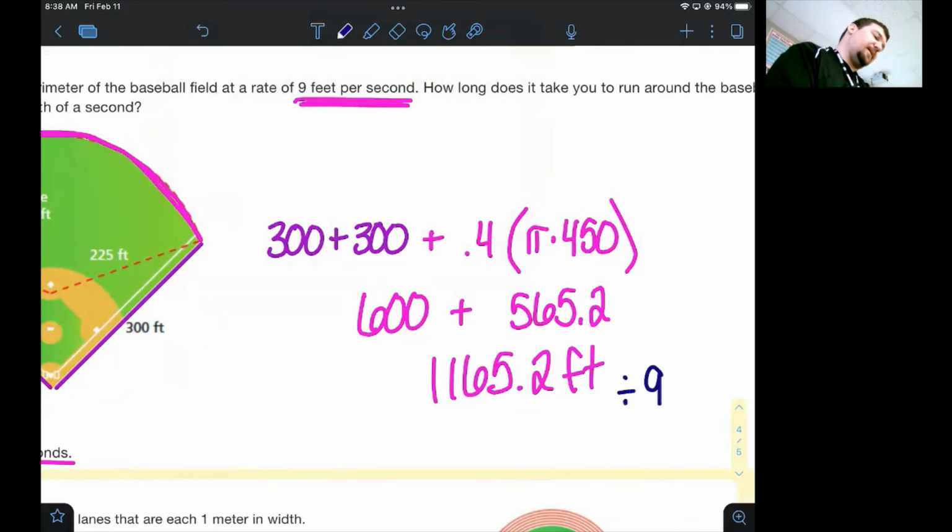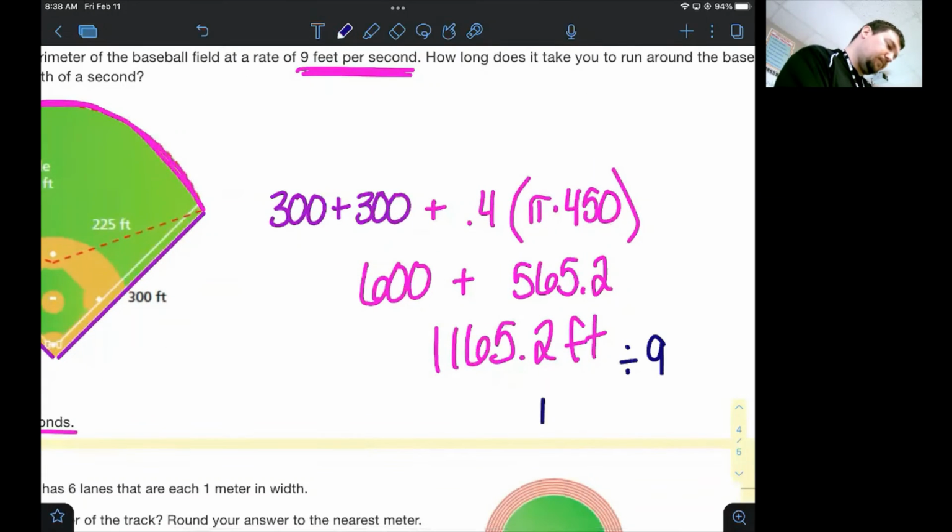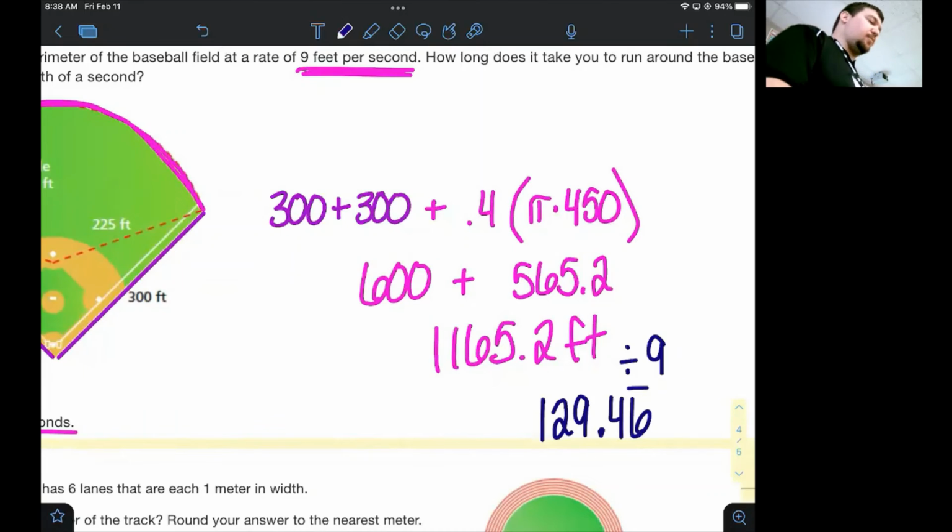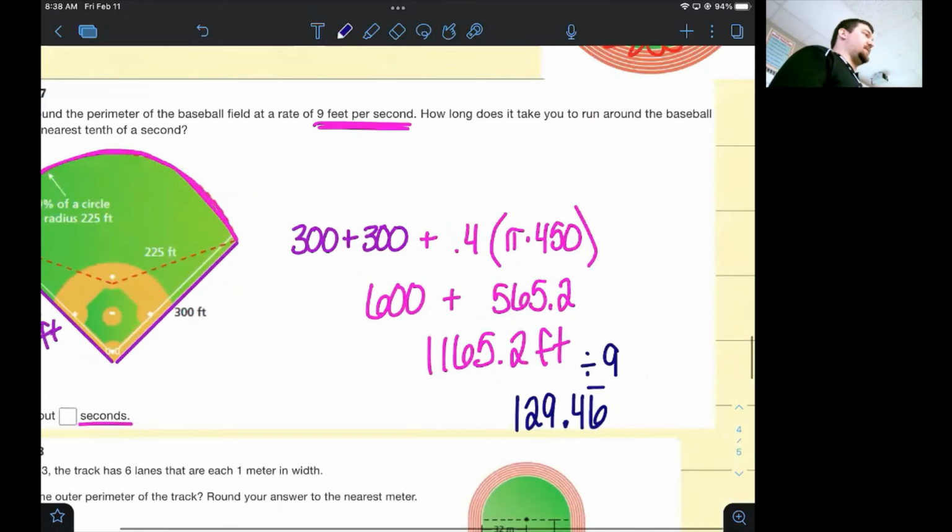Give me 2 decimal places. 6 goes on forever. Okay. Now it said round your answer to the nearest 1/10 of a second. So the reason I had her give me 2 decimal places is I have to peek at that next digit. Is the 6 enough to bump the 4 up? Yes. It is. So what is our final answer going to be? 129.5. Perfect.